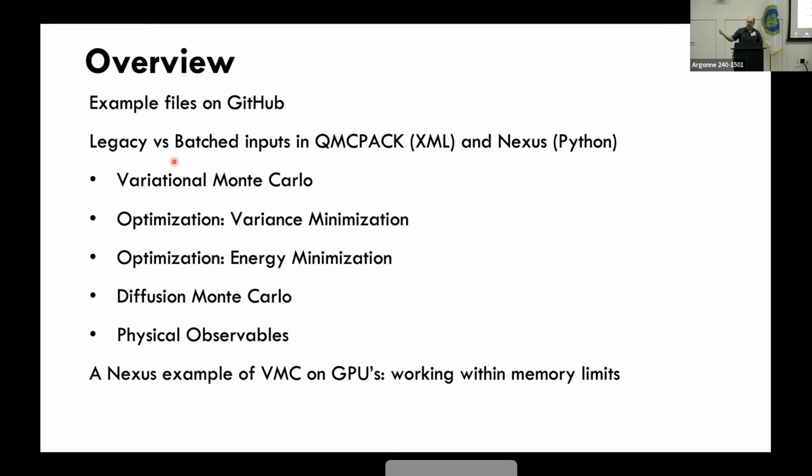So what are those? Variational Monte Carlo, variance minimization for optimization, energy minimization, what a diffusion Monte Carlo run looks like, and physical observables, how you specify those that are available in the batched code. And finally, so that's all CPU focused. So that's just saying, okay, this is how you've done it in the past on CPUs. This is how you can do it now to reproduce exactly what you've done in the past, your prior practice. And then a very small example on running VMC on GPUs with some emphasis on working within the memory limits that Paul also mentioned were important.